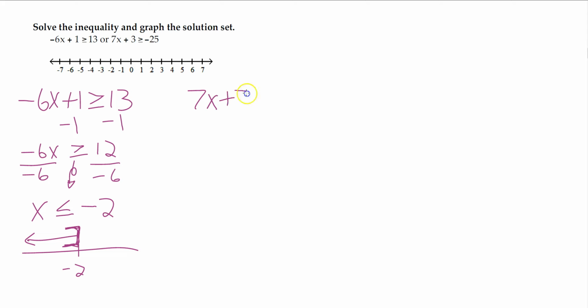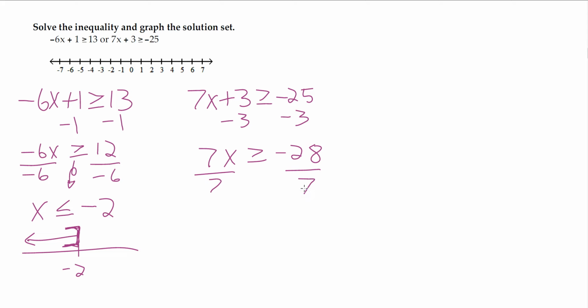7x plus 3 greater than or equal to negative 25. Let's solve for x. Let's start by subtracting the 3. 7x greater than or equal to negative 28. Dividing by 7. Now when you divide by a positive number, you do not switch inequalities. So it's still greater than or equal to negative 4.